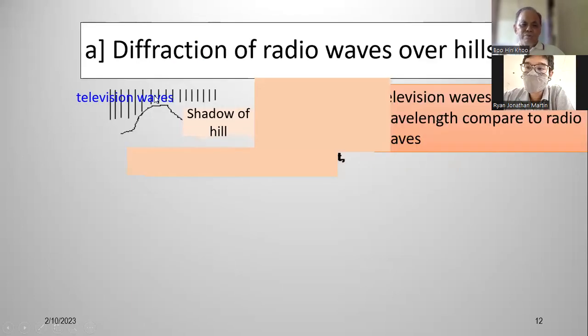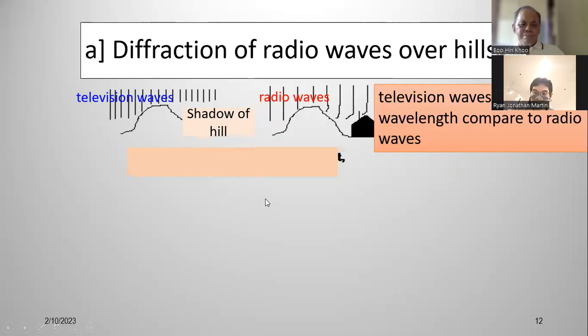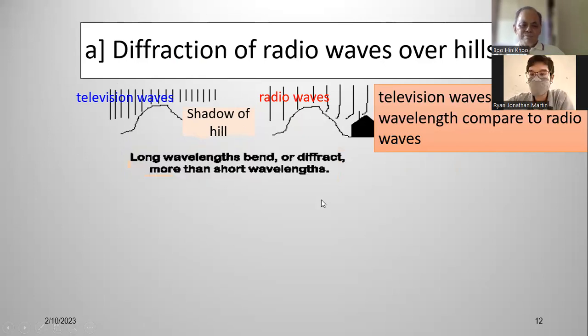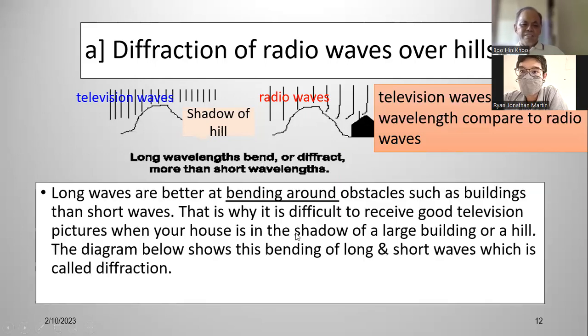So for transmission of television signal, this is the shadow of the hill. If you use radio waves, they have longer wavelength. Television waves have shorter wavelength compared to radio waves. So longer wavelength for radio waves bends or diffracts more than shorter wavelength. That's the application part. For television, hardly any spreading, so the house cannot receive any television signal. This one can receive the radio signal.